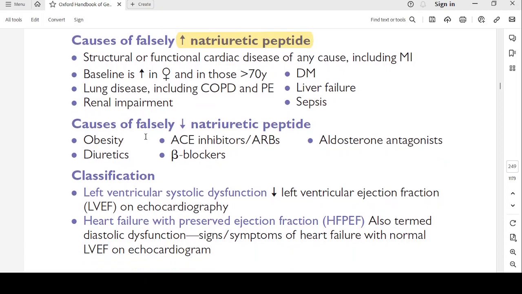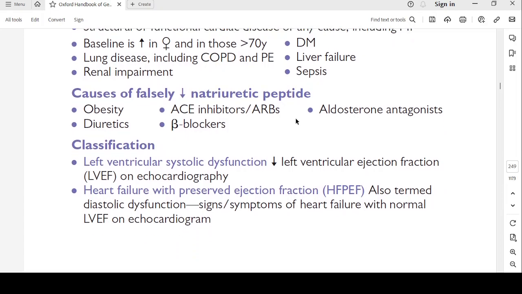Causes of falsely decreased natriuretic peptide. Whenever you're suspecting heart failure and you're checking a brain natriuretic peptide, sometimes it can be falsely decreased also, in cases like obesity. So in obesity you have to be excessively suspicious about heart failure even if BNP is decreased. Also when the patient is already on ACE inhibitors, ARBs, aldosterone antagonists, diuretics, or beta blockers.